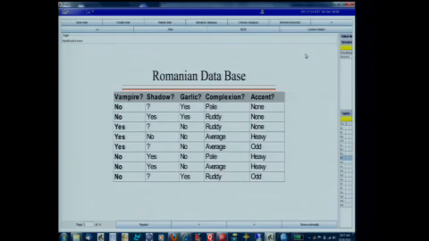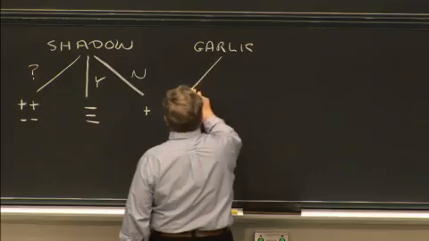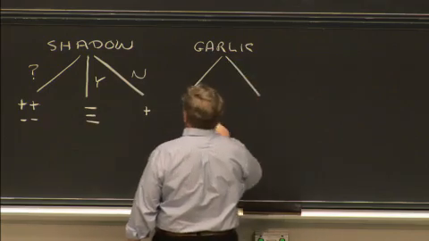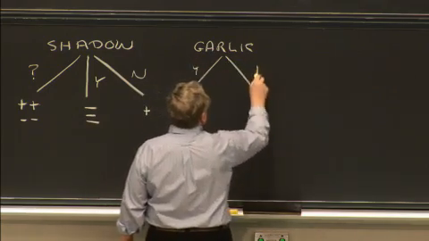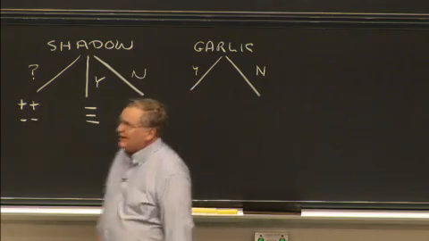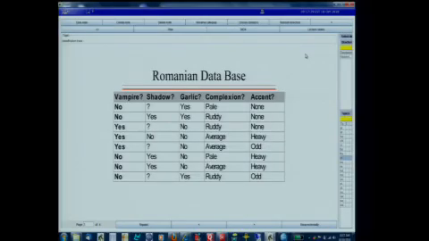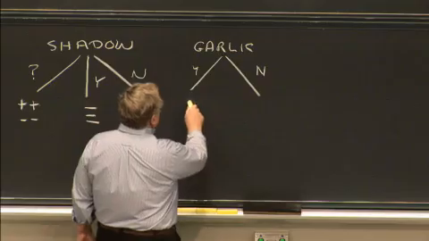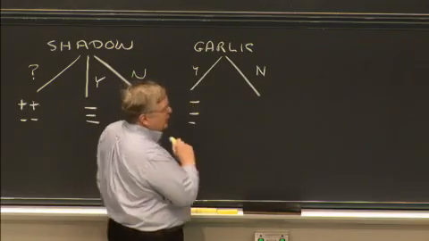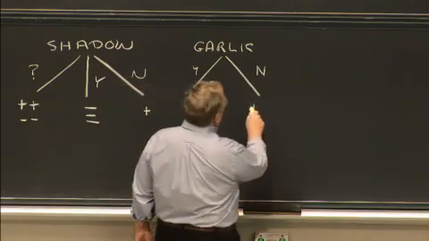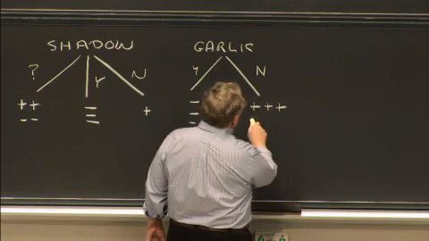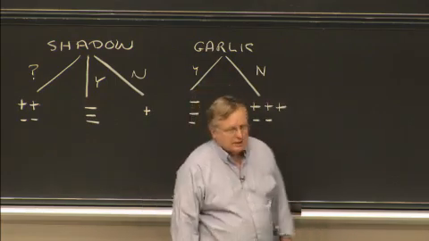Now let's do garlic. Vampires traditionally don't eat garlic. I don't know why. So we look at the garlic test and we see that there are only 3 yeses, and they all produce a no answer. So if somebody eats garlic, they're not vampires. That means the 3 vampires must be over here, and then there are 2 left. So that's what the garlic test does.